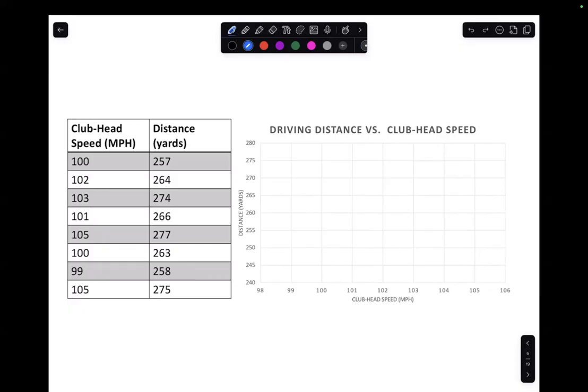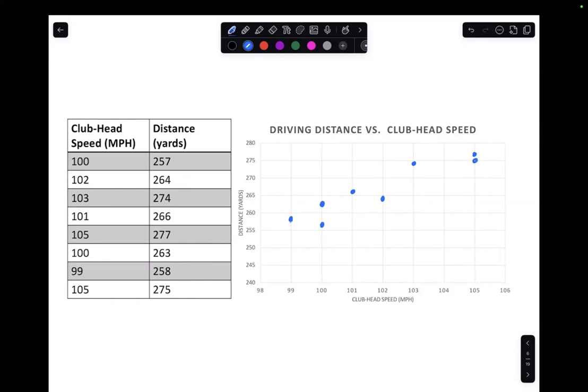All right, so I have 100, 257, 102, 264. We're just estimating because we don't have the exact spots. 101, 266.5. Another 100, 263, 99, 258. About there. 105, 275.